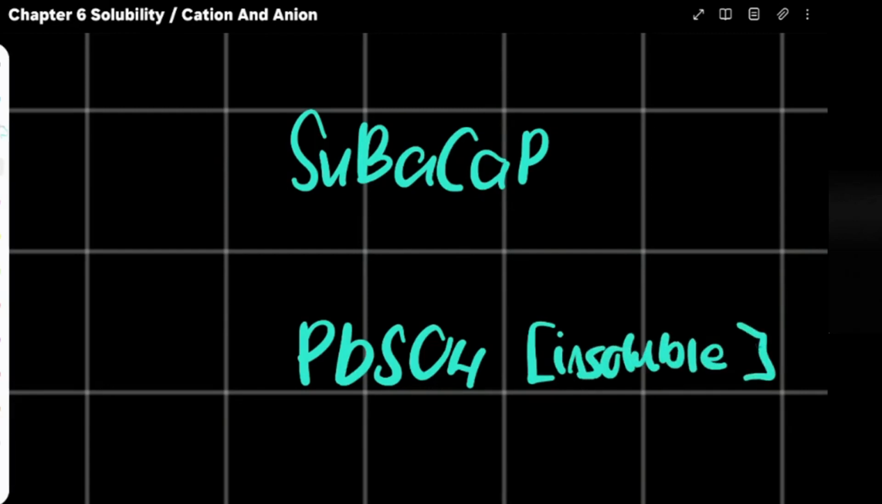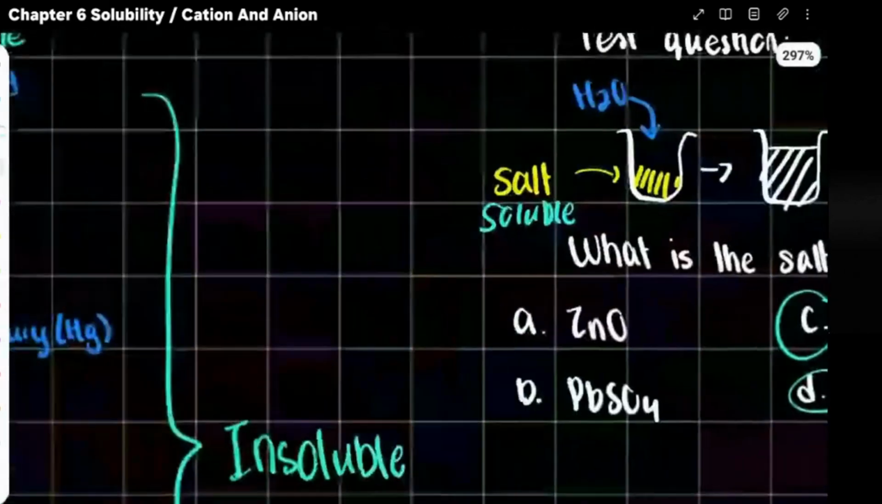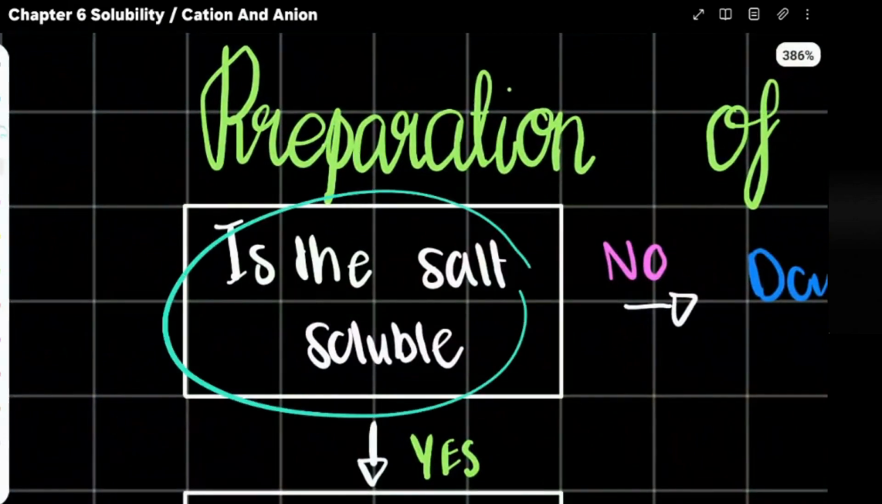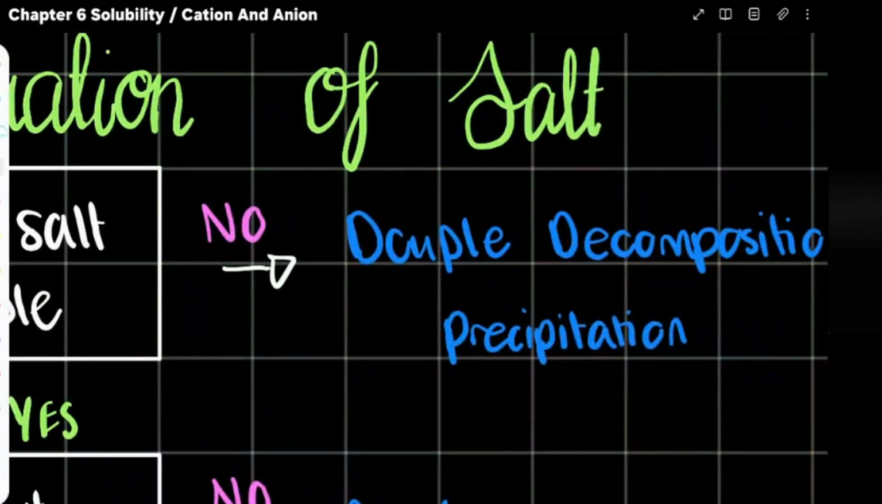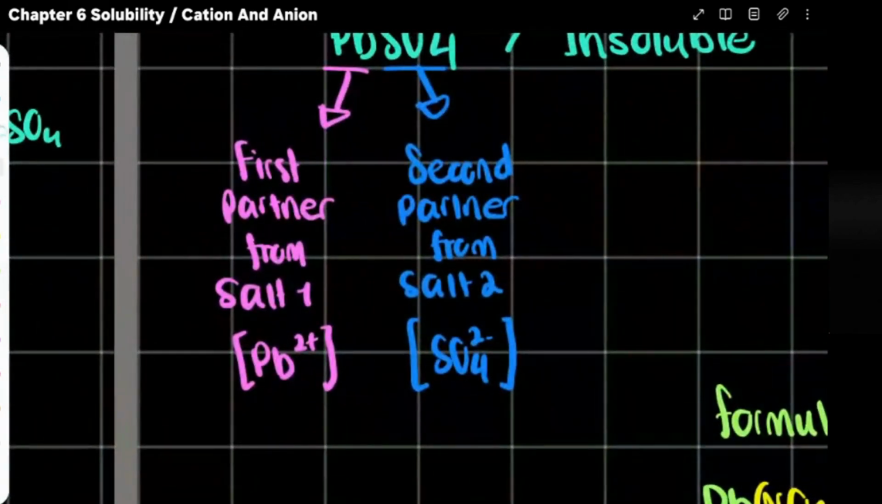Then you have to use this flow chart. The flow chart you have to memorize, and it is like this one here. Just now I said, is the salt soluble? No. PbSO4 is not soluble. So you have to use this method. Now you are going to see how the method works.